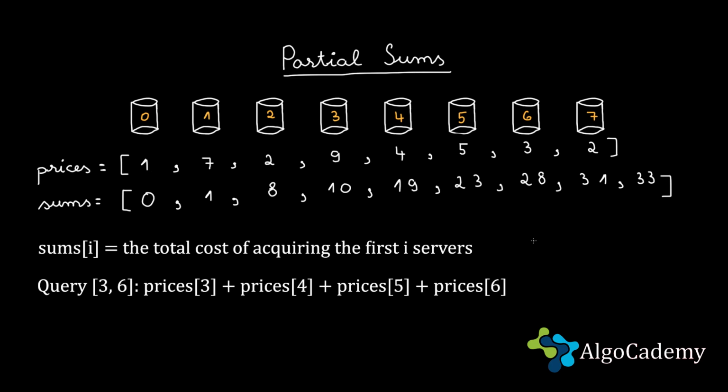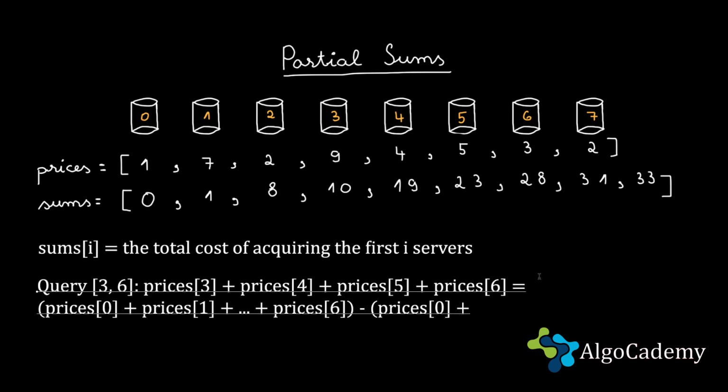If we take yet another example, let's say query of 3 and 6. This is prices of 3 plus prices of 4 plus prices of 5 plus prices of 6. This one also, like we did with the previous one, can be written as prices of 0 plus prices of 1 plus ... plus prices of 6. And then decrease with prices of 0 plus prices of 1 plus ... oh, no, it's only by prices of 2.